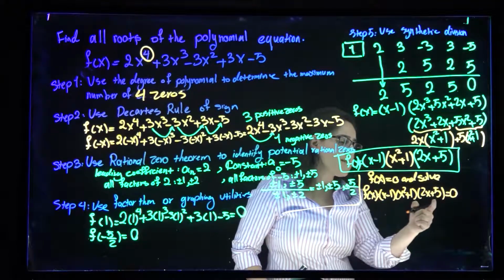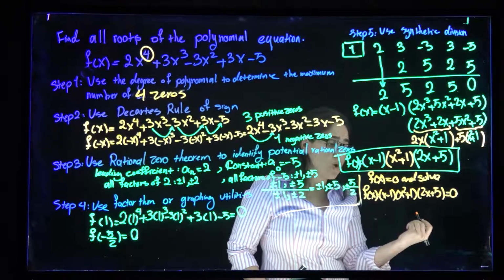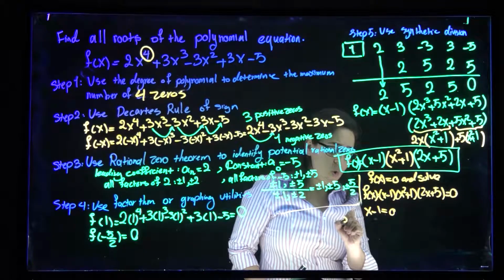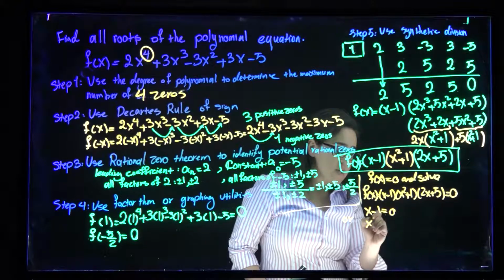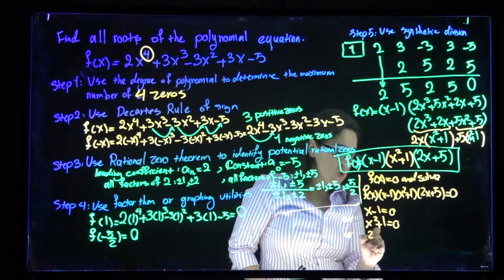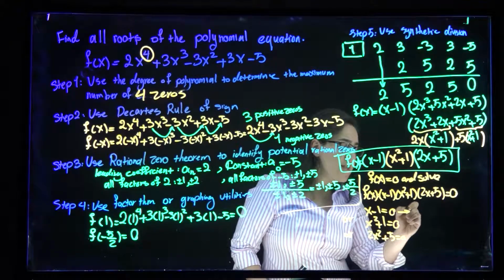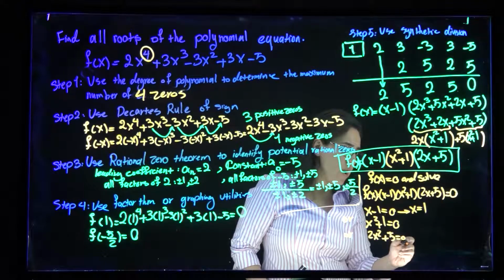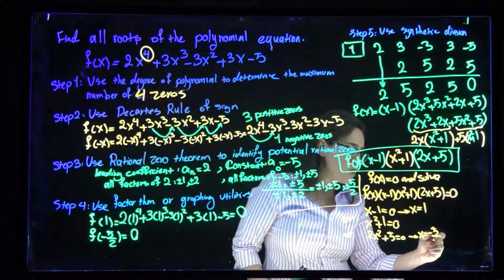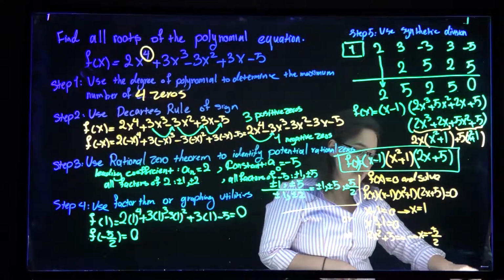equal to 0, this is a multiplication of 3 terms. That means either of those could be 0. So either x minus 1 is 0, or x squared plus 1 is 0, or 2x plus 5 is 0. By solving that, I'm going to get x equal to 1. And by solving that, I'm going to get x equal to negative 5 over 2. But how about this middle one?